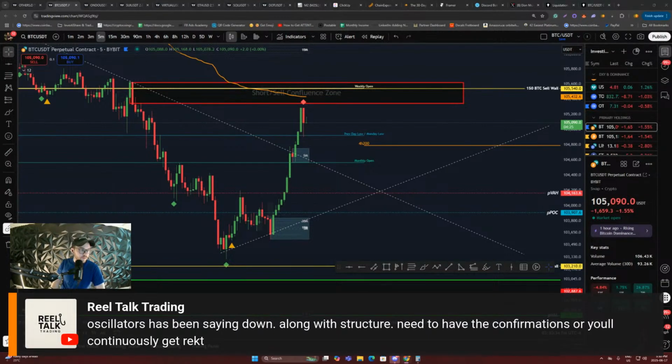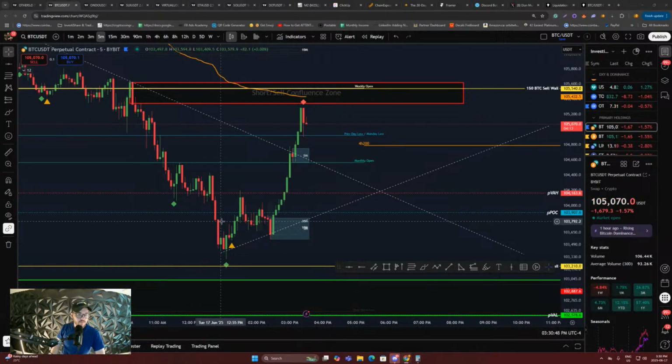Brian saying, oscillators have been staying down along with structure. Need to have the confirmations or you'll continuously get wrecked. Yeah, always wait for the confirmation. Whether that confirmation be a swing failure pattern or change of character or break of structure alongside all your rules. And structure is always going to define your confirmation. You shouldn't be using oscillators for confirmations, that's for sure. Like, don't enter a short just because there's bearish divergence, for example.